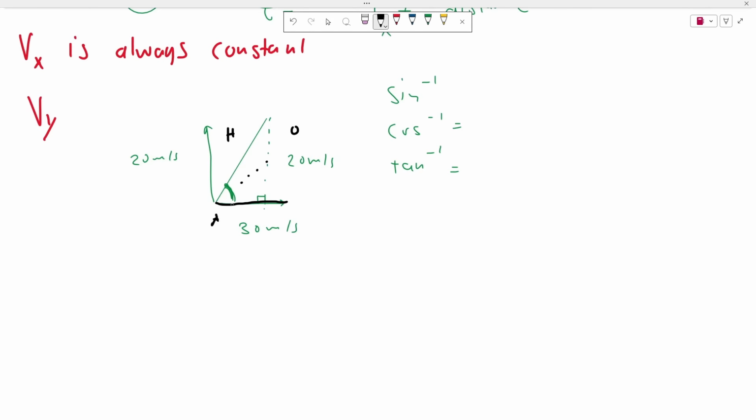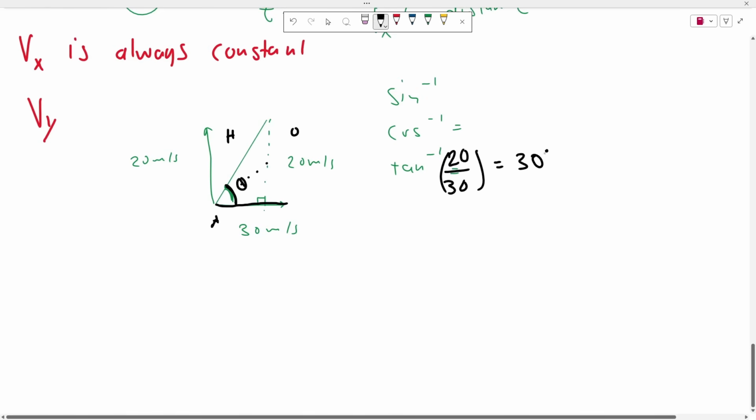Because I'm given an opposite and an adjacent side only, I will use the tangent inverse. So in my calculator, I'll plug this in. Tangent is equal to the opposite over adjacent, so I'll find the tangent inverse of 20 over 30, and that'll tell me the measure of the angle at which it was launched, which we'll say is like 30 degrees. Okay, so that's how you solve for that.